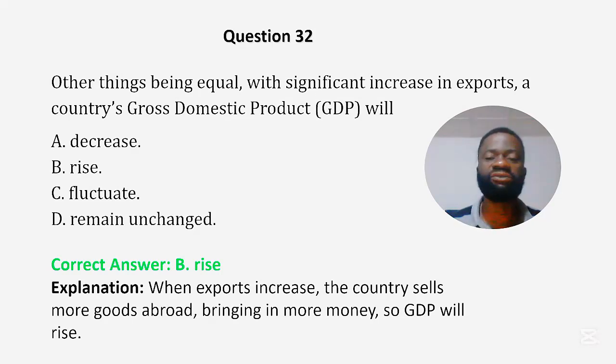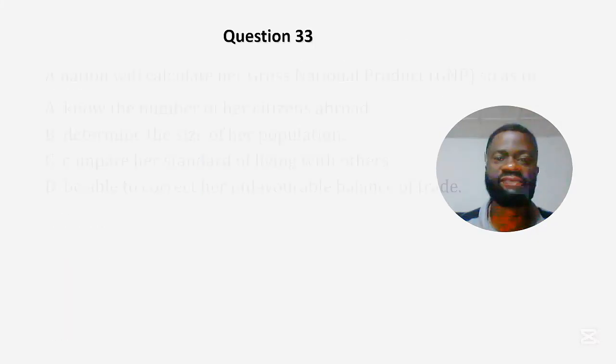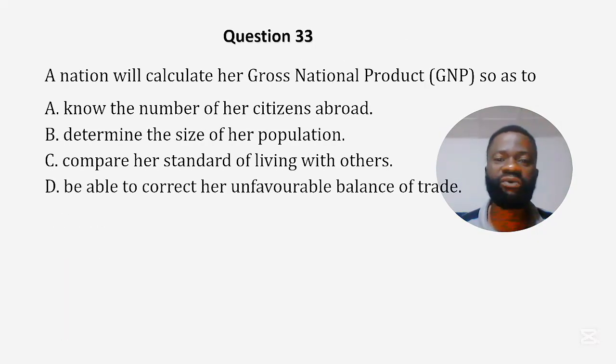I hope that is taken. Okay, let's go to question 33. A nation will calculate a gross national product so as to dash. A, know the number of our citizens abroad. B, determine the size of our population. C, compare our standard of living with others. And D, be able to correct our unfavorable balance of trade.